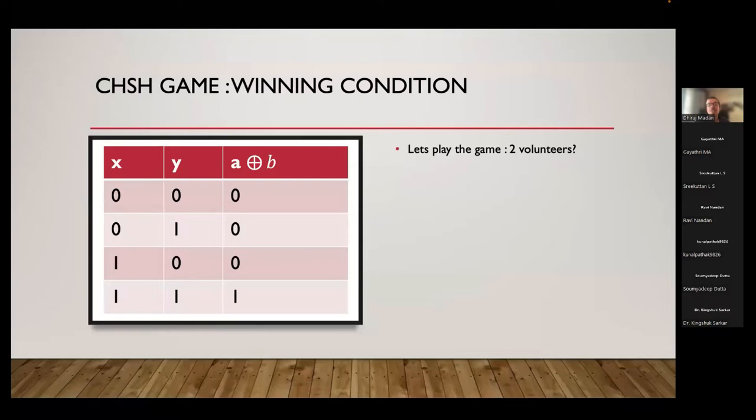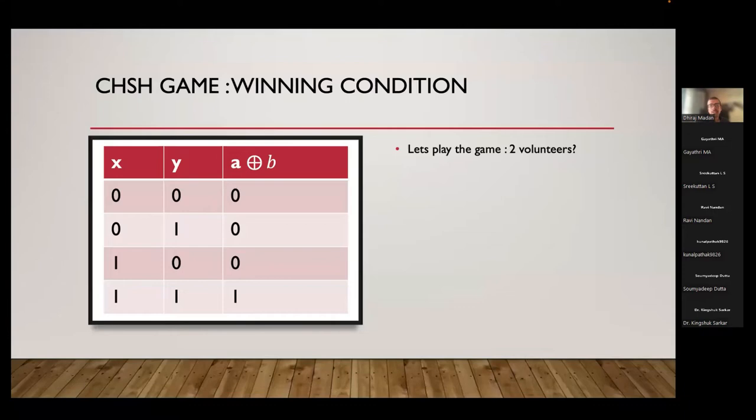Yeah, so the thing is that they can discuss the strategy beforehand. So in that sense, they can create a sort of correlation. And in case of quantum, we'll see that using entanglement, they have access to a different form of correlation also. But since you have discussed the strategy, we can't say that A and B are independent.